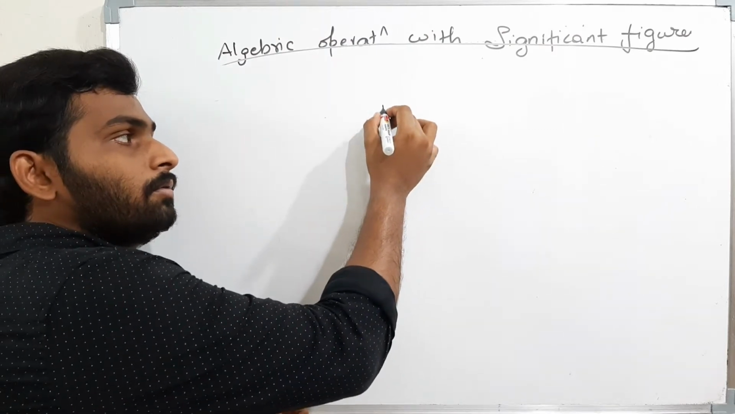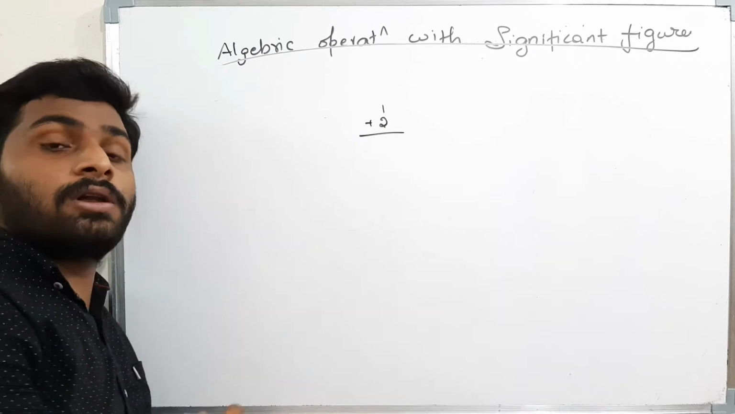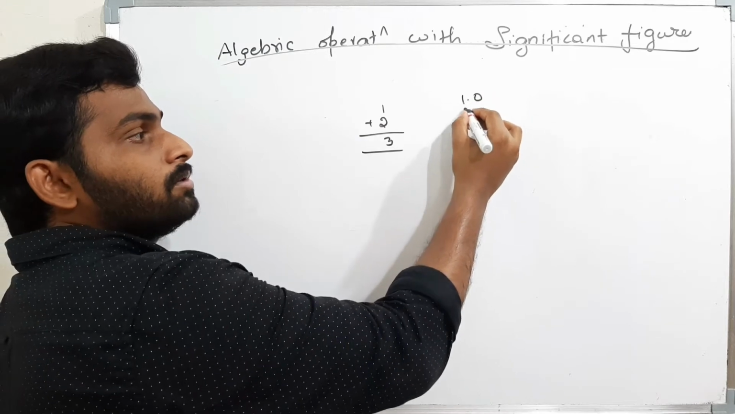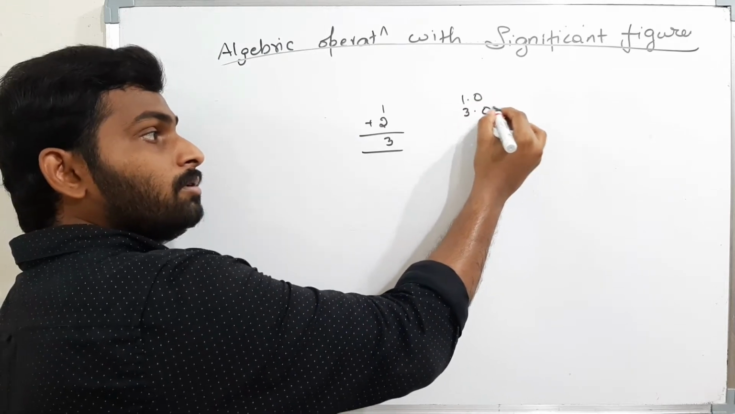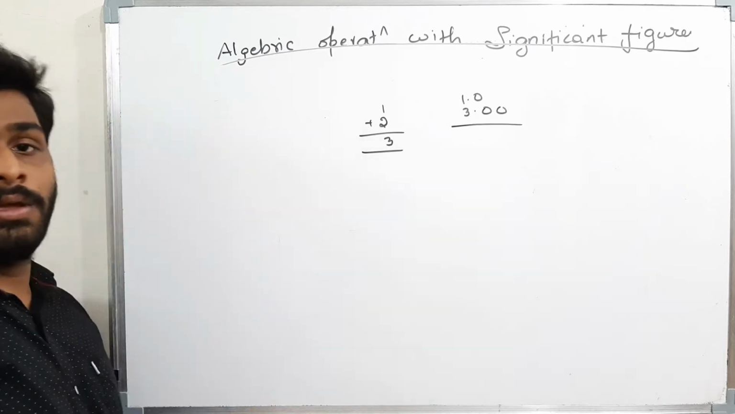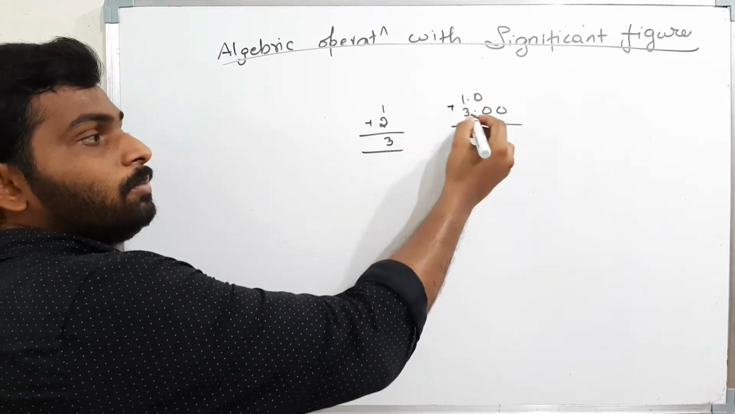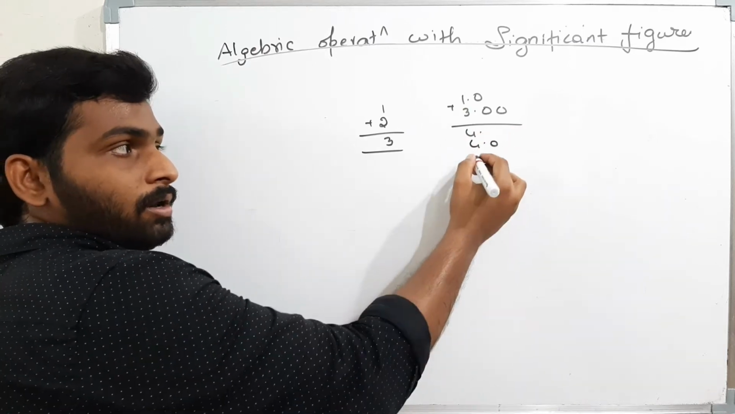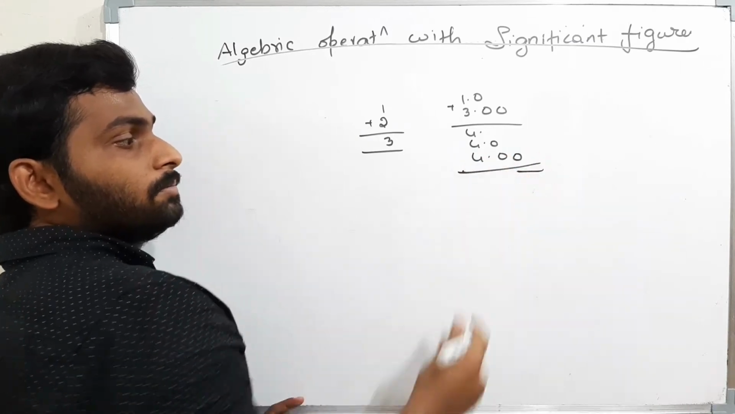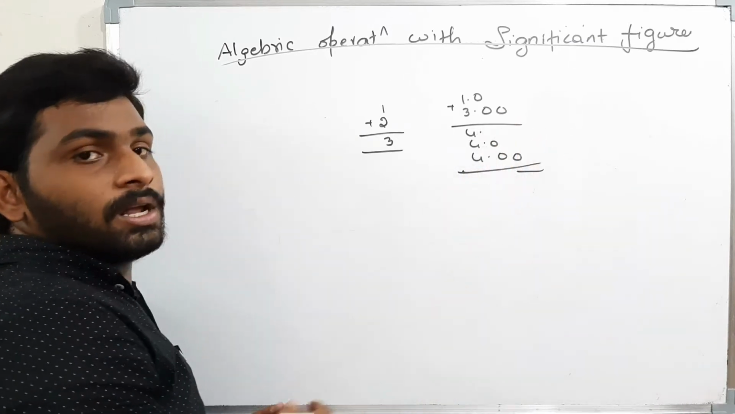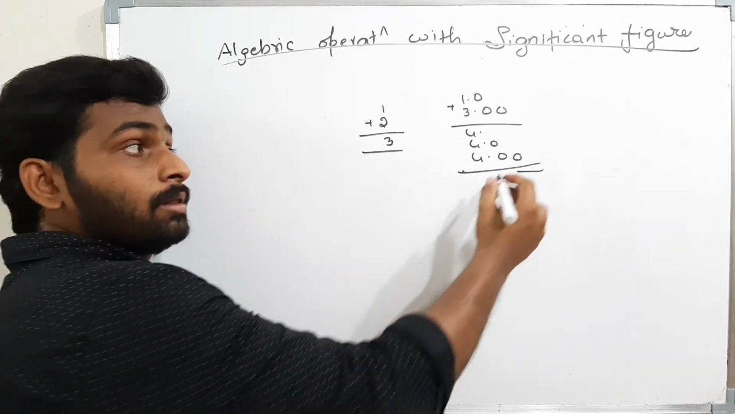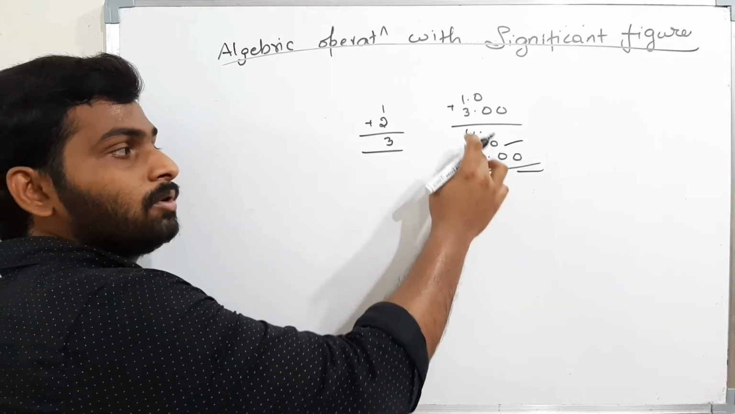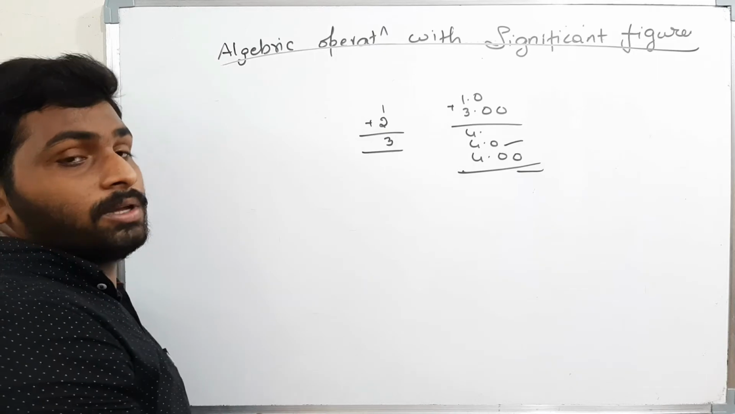Now tell me the value of 1 plus 2. The value of 1 plus 2 is 3. Okay, well and good. What is the value of 1.0 plus 3.00? The value of 1.0 plus 3.00 is nothing but 4, or I can write 4.0, or I can write 4.00. But which is the right answer out of these three? The answer is the second one. But why is this the right answer, and why are the other two wrong? We will see in this topic, algebraic operations.